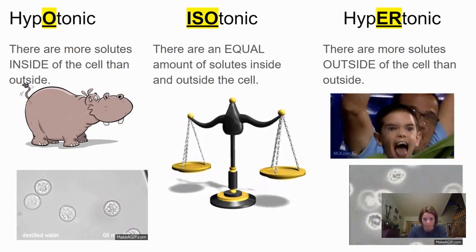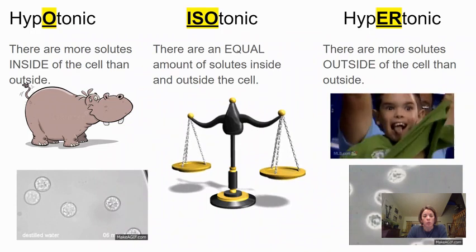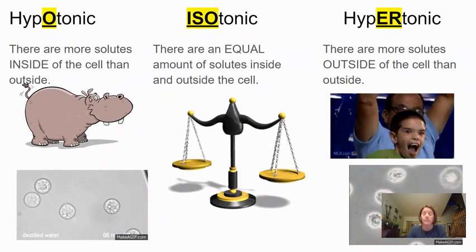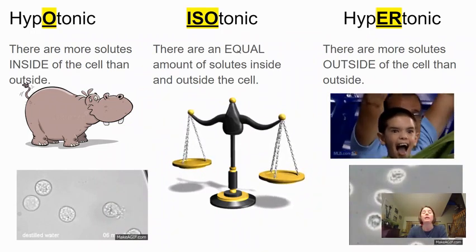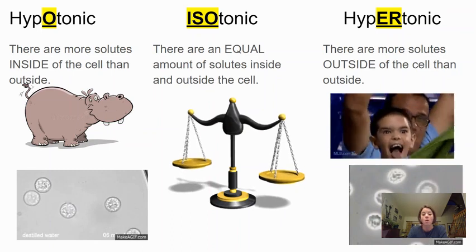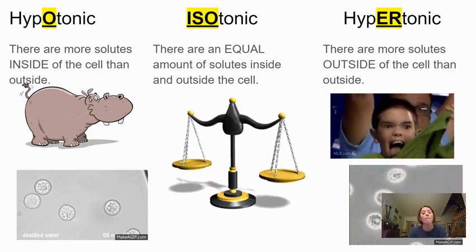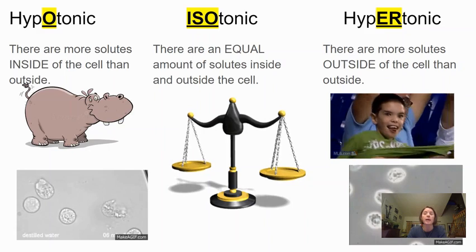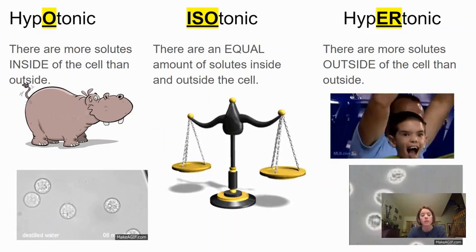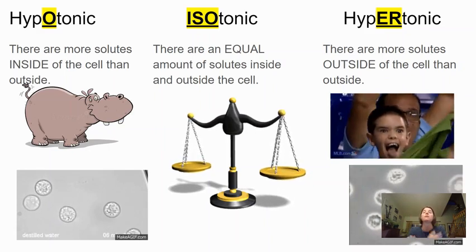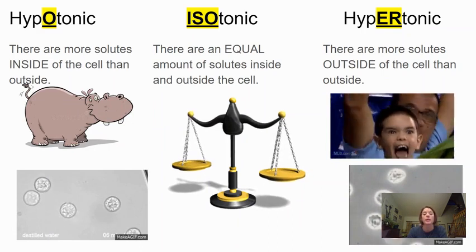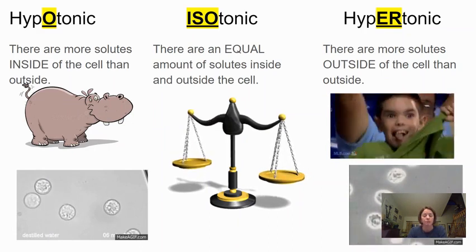Here's what these 3 are. So we're going to start in the middle. Isotonic is like an isosceles triangle. You have equal sides, or in this case of the cell, you have equal parts. Stuff on the inside is the same as the stuff on the outside, and what we're talking about when we say stuff is the concentration of molecules inside to outside is the same.